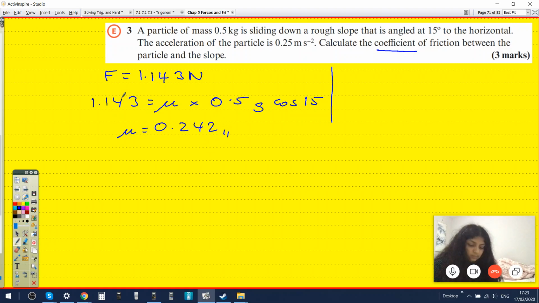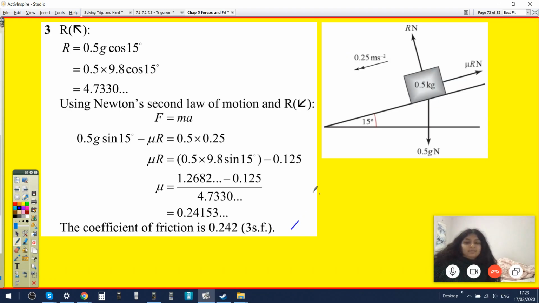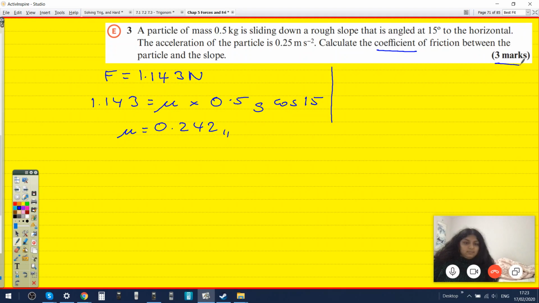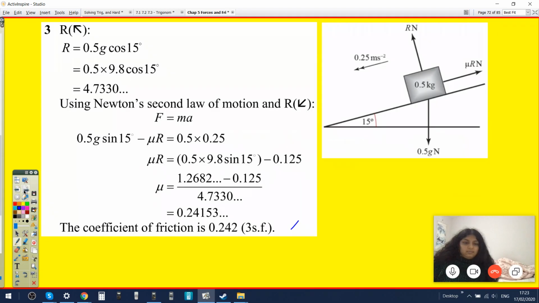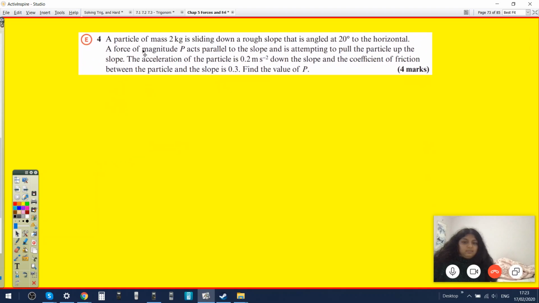Okay, so keep your working out to always 2 more than you need to. So if this is going to be 3 sig fig, then keep this 2.5, etc. And that is why, with all that hard work, you'd lose a mark. You'd lose a third of the marks. There you go. Let us see this one.